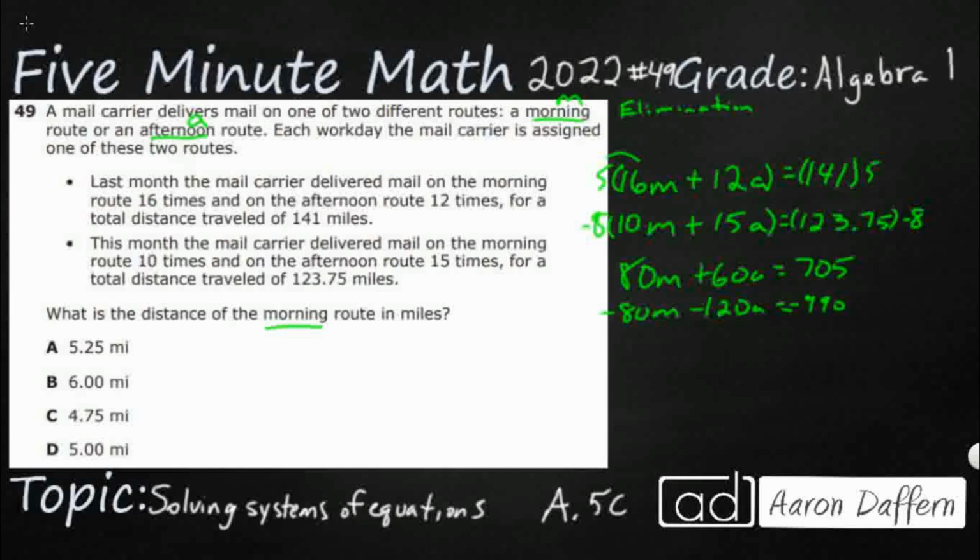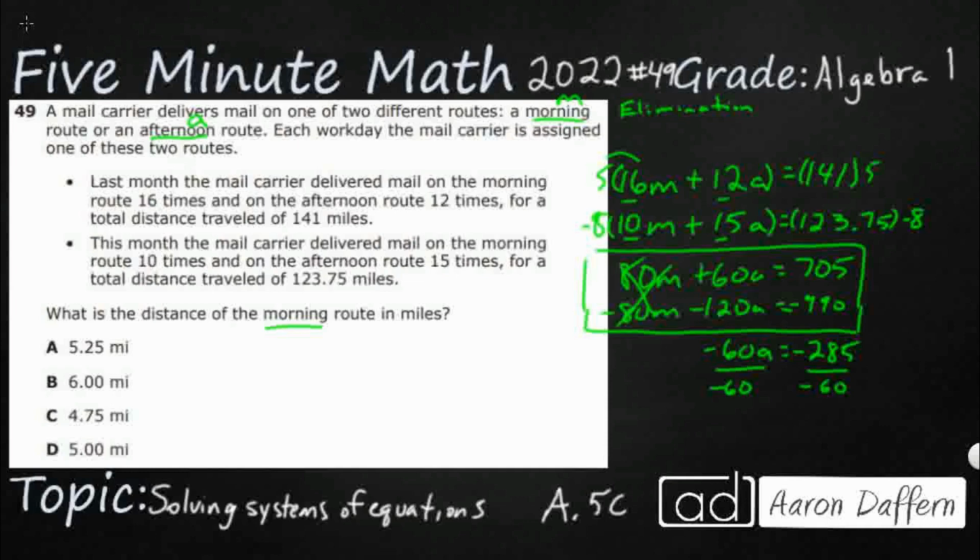Okay, so now I can add these two equations, 80M minus 80M, because I was trying to get rid of both of those. I could have done 12 and 15, but I could visually see the 16 and 10 a little bit easier. So that gets rid of M, which we'll get back in a little bit. I've got negative 60A equals, and then I've got this 705 minus the 990. Okay, it's actually a negative 285, so I just divide both sides by negative 60.